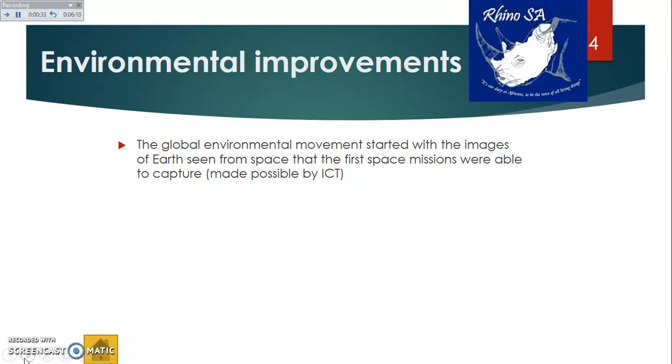Another example of the role of ICT in the environment is that without the number crunching power of computers, it would be impossible to analyze the figures and run the simulations that make us aware of potential global crises of climate change. So let us take a look at how computers will help. There are 4 ways.